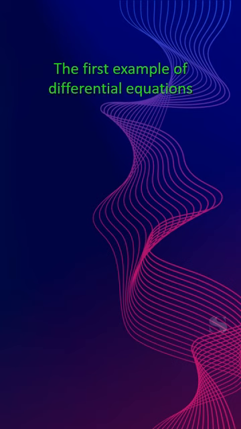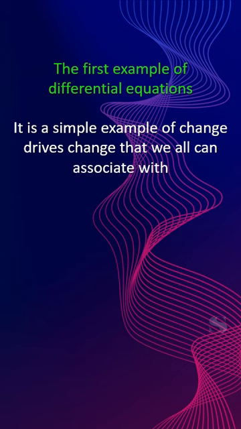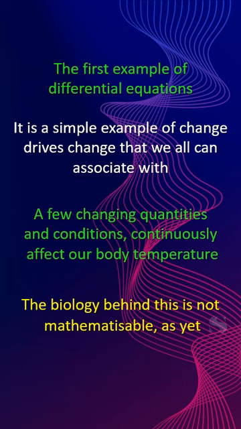The first example of differential equations is a conceptual one, but something that does bring out the essence of changing quantities and conditions that continuously affect something else. It is the universal personal experience of change in our body temperature in response to changing conditions outside and within the body, such as the ambient temperature, metabolism, hydration level, the type of activity performed during a particular time, and more. It is not a mathematizable relationship yet, but it is most easily associable and appreciable.